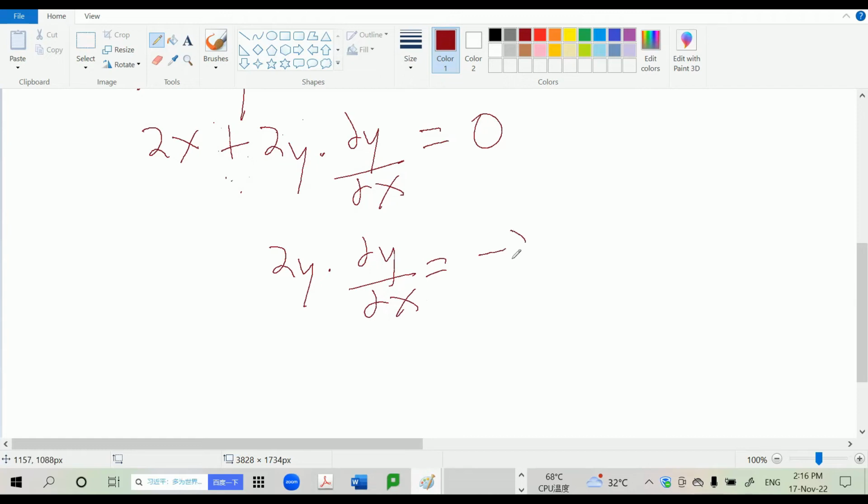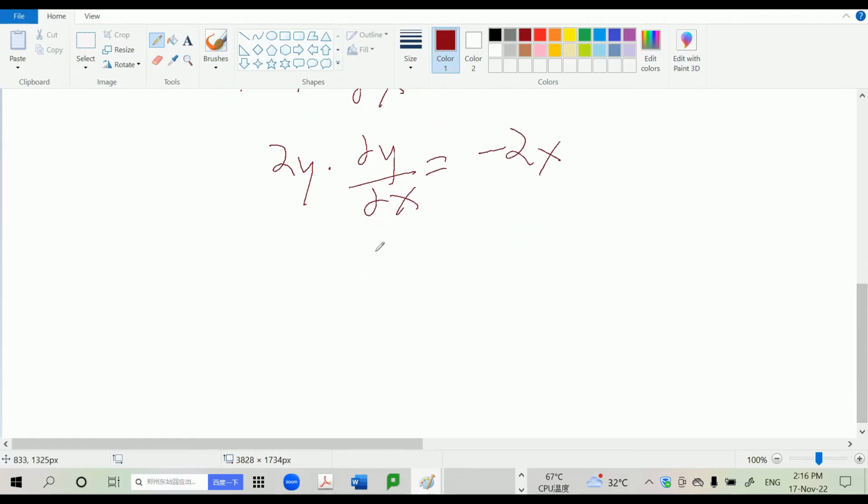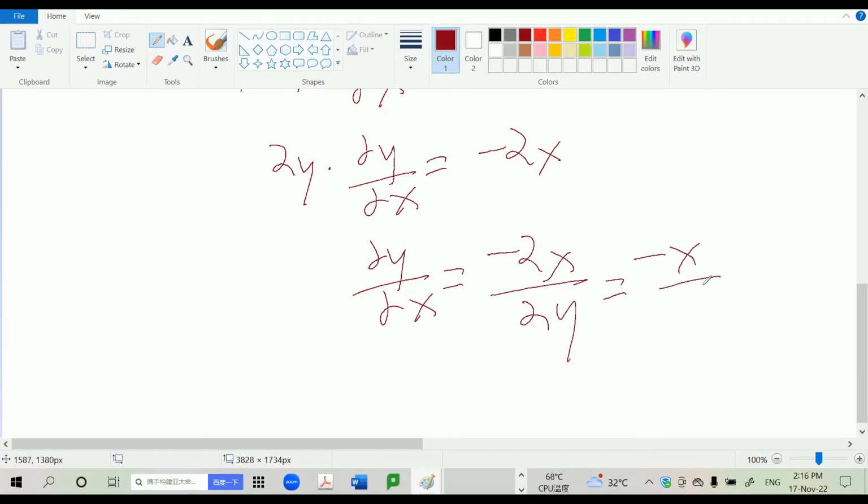That would be then a negative 2x. Then if I isolate dy with dx, the derivative, I will have negative 2x divided by 2y, which is simply equal to negative x divided by y. And we have the same thing that we did before when we did the longer version of the implicit differentiation.